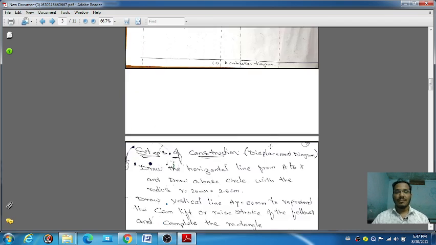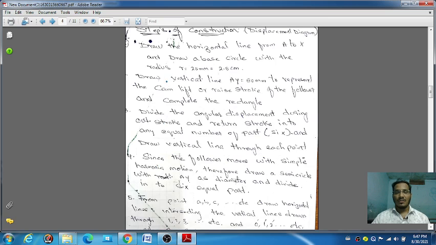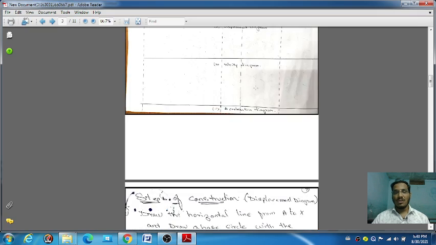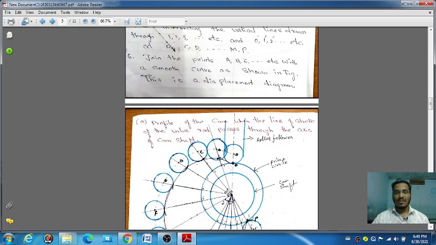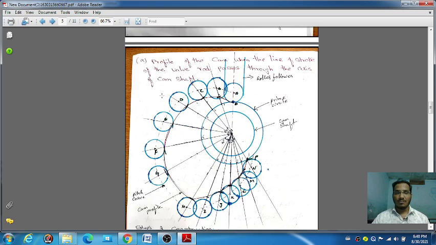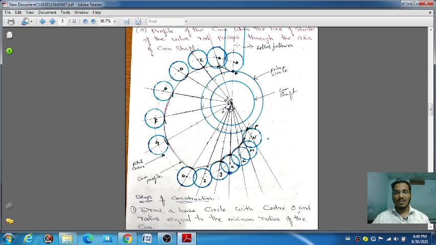Okay, next the steps of construction. First you can read; you will get the easiest points, whatever I told you just now regarding this construction. The next, the first is the profile of the cam when the line of stroke of the follower rod passes through the axis of the camshaft. It means the axis of the follower and the axis of the cam, this is your cam, are on the same point.